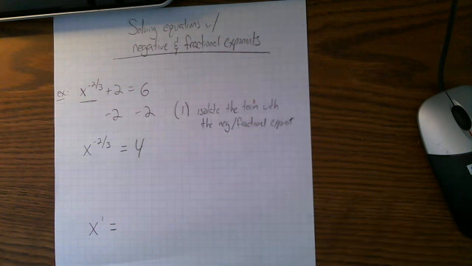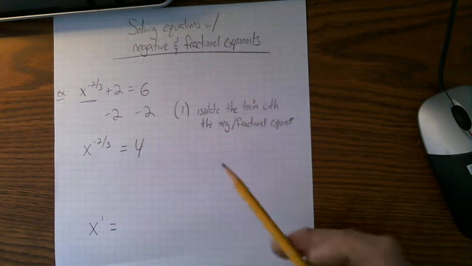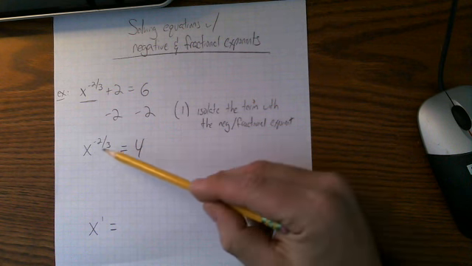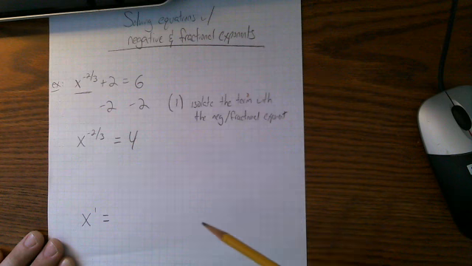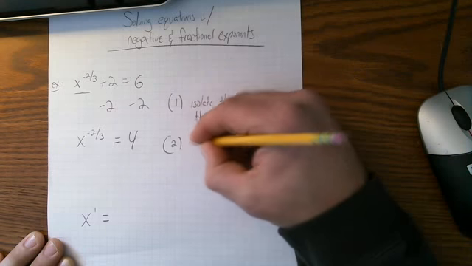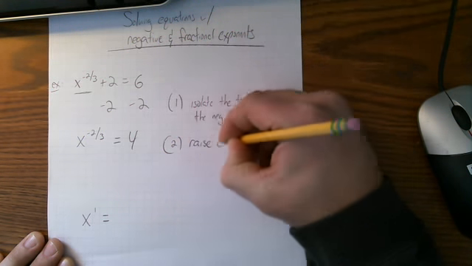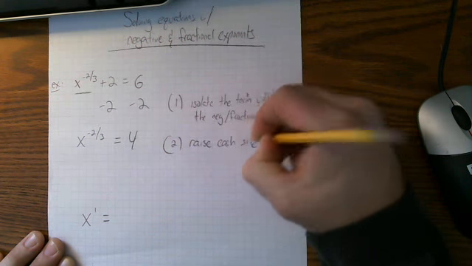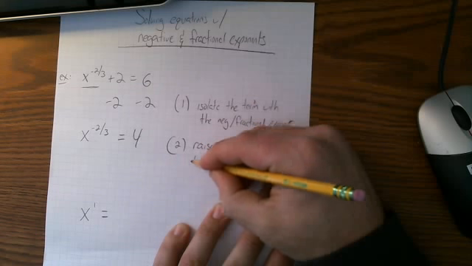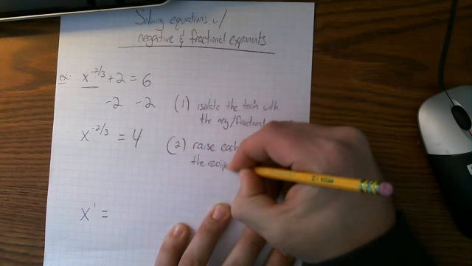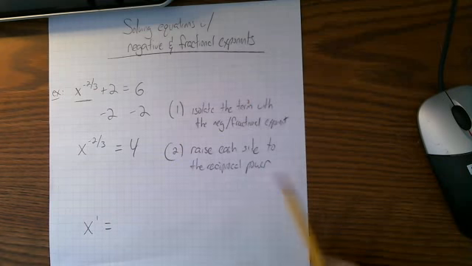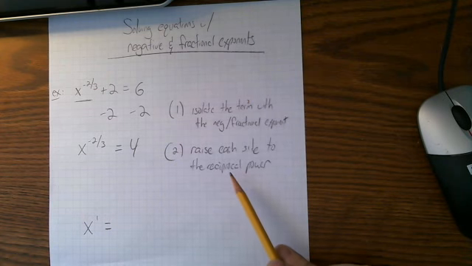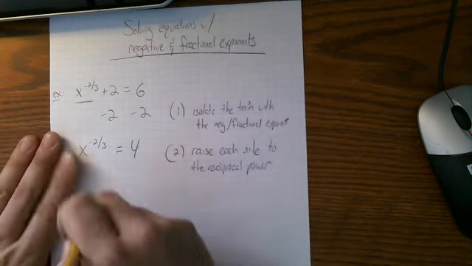Well, we're just going to follow some properties of exponents, and if we recall that when you raise a power to a power, you multiply. So we're looking for the multiplicative inverse of negative 2/3, which is its reciprocal. Step 2: raise each side to the reciprocal power. Just remember that the reciprocal of a negative is a negative. And just watch how I raise each side to the reciprocal power.